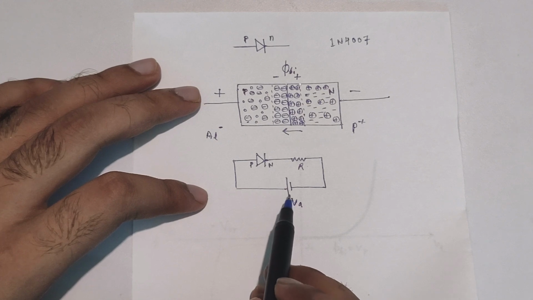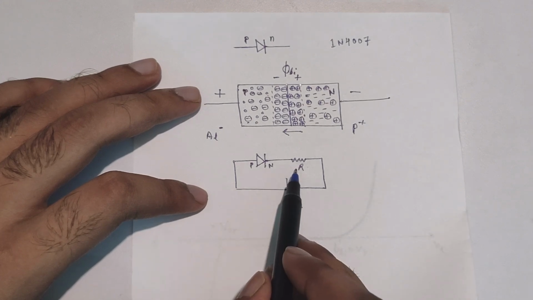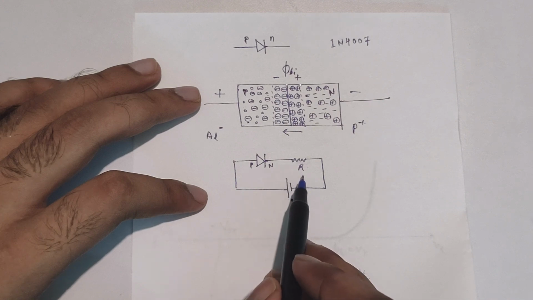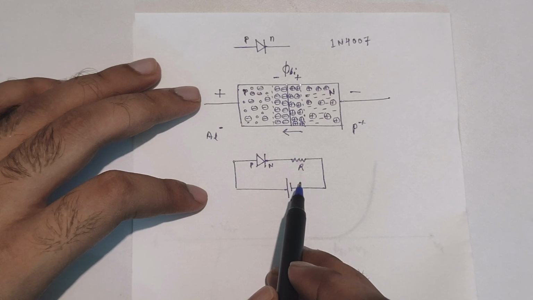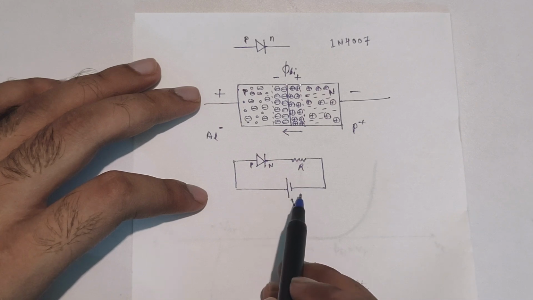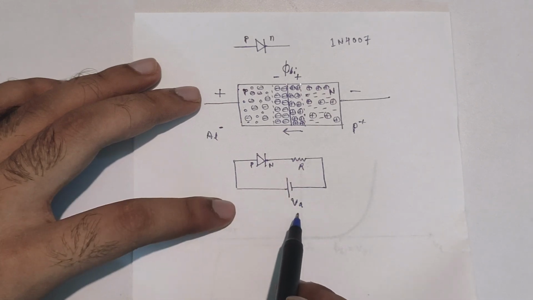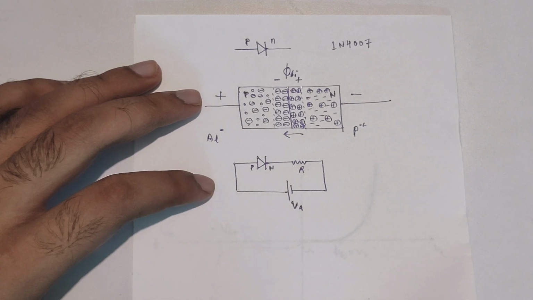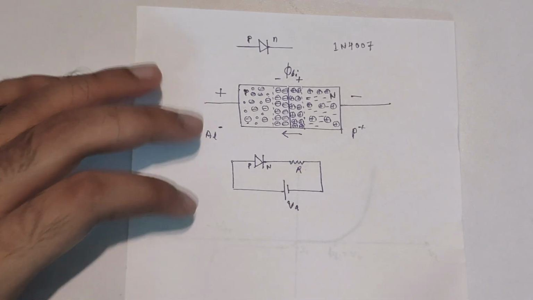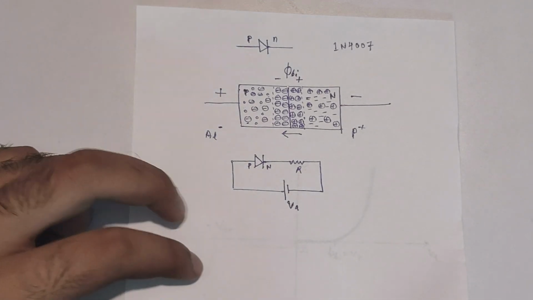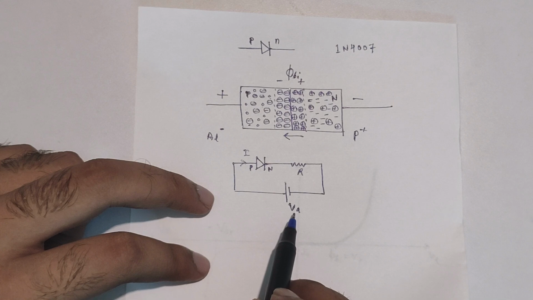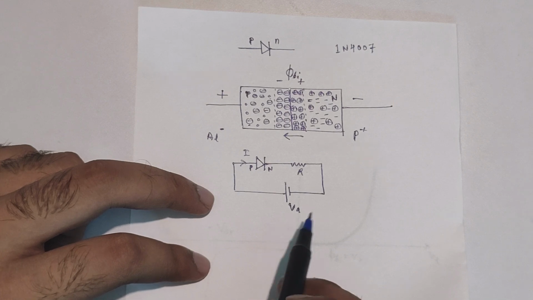Now we can see that this diode is connected with a resistor, so there will be no problem in the flow of current. But the current in a PN junction diode does not have a linear relationship with the forward bias voltage. Instead, it is an exponential relationship. So let's see what the relationship is between the current through the diode and the voltage applied across it.